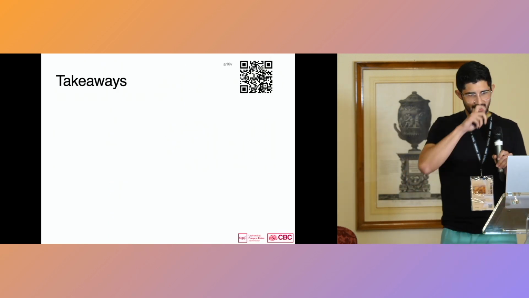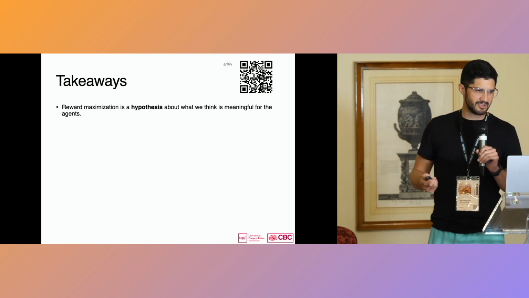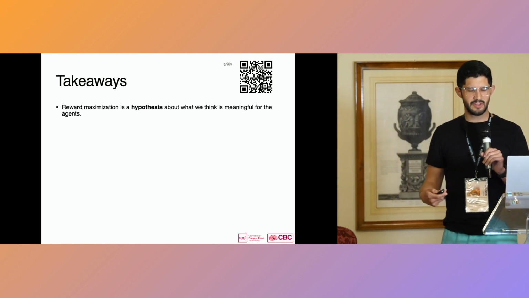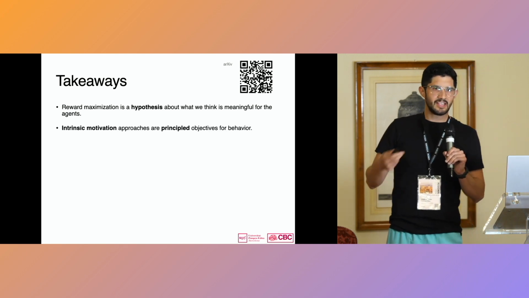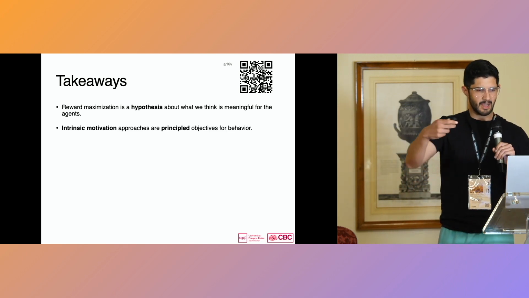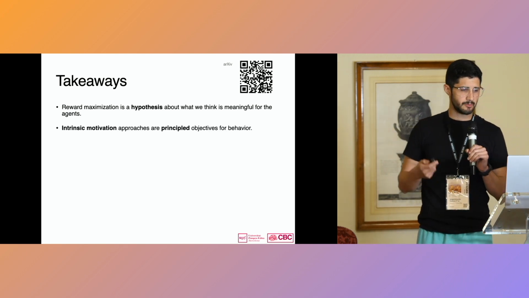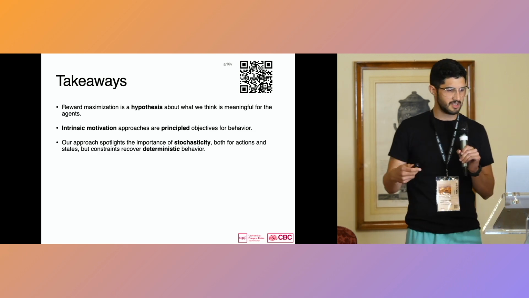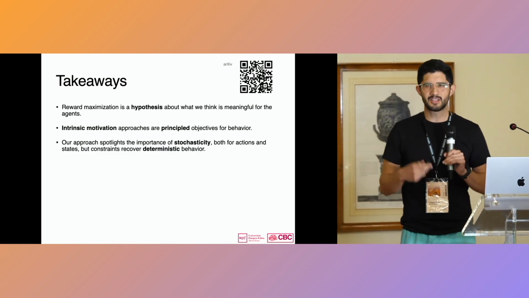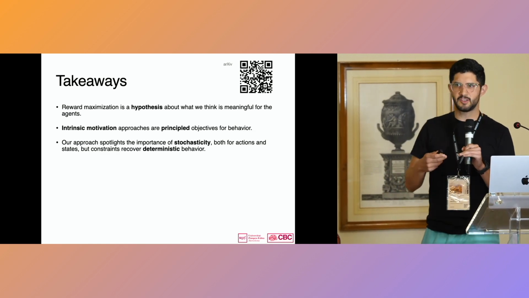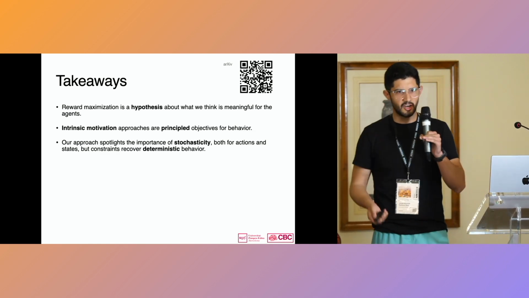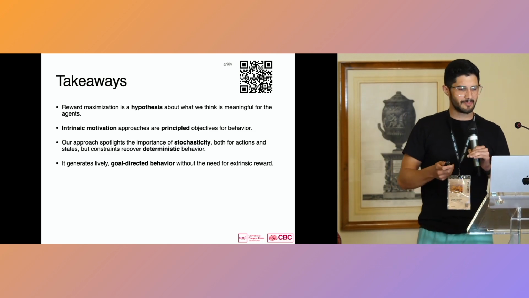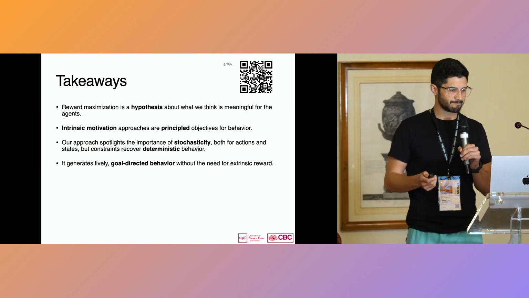Okay, so as takeaways, I would just like to mention that reward maximization is a hypothesis about what we think is meaningful for the agents, and that intrinsic motivations help us have principled objectives for behavior. And our particular approach spotlights the importance of stochasticity, both for actions and states, but the constraints recover the deterministic behavior, so that these agents are capable of goal-directed behavior without the need of extrinsic reward.